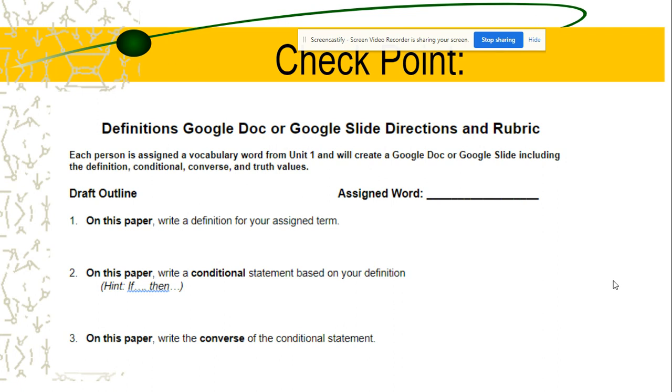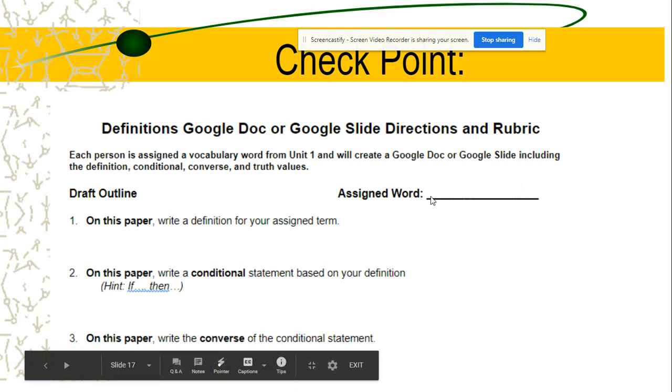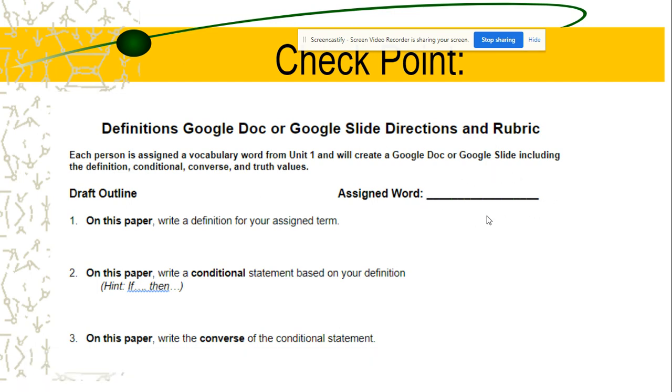Now, you've learned a lot of vocab and you've seen a lot of examples. And now your goal is to practice writing these types of conditional statements. And so the paper that looks like this that you were given in class can be used as your rough draft. You will have an assigned word from Unit 1 written at the top of your paper. This is the word that you need to use for this assignment, and all of your statements are going to be about that word. So go ahead and make sure that you know the definition for your term, and you're going to write it in number 1.